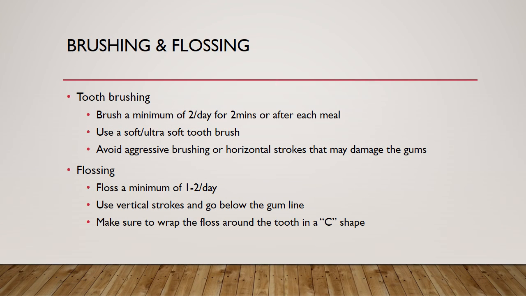Here are a few other things I wanted to mention about brushing and flossing. When it comes to picking a toothbrush, you want to use a soft or ultra soft toothbrush, and it is recommended to brush a minimum of 2 minutes twice a day. In addition, you want to avoid aggressive brushing or horizontal strokes because this can cause toothbrush abrasion or wear on your gums. Flossing, on the other hand, should be done a minimum of once to twice a day. You want to use vertical strokes and make sure that you wrap the floss around the tooth and go below the gum line to ensure that all the plaque is removed from the sulcus or pocket.